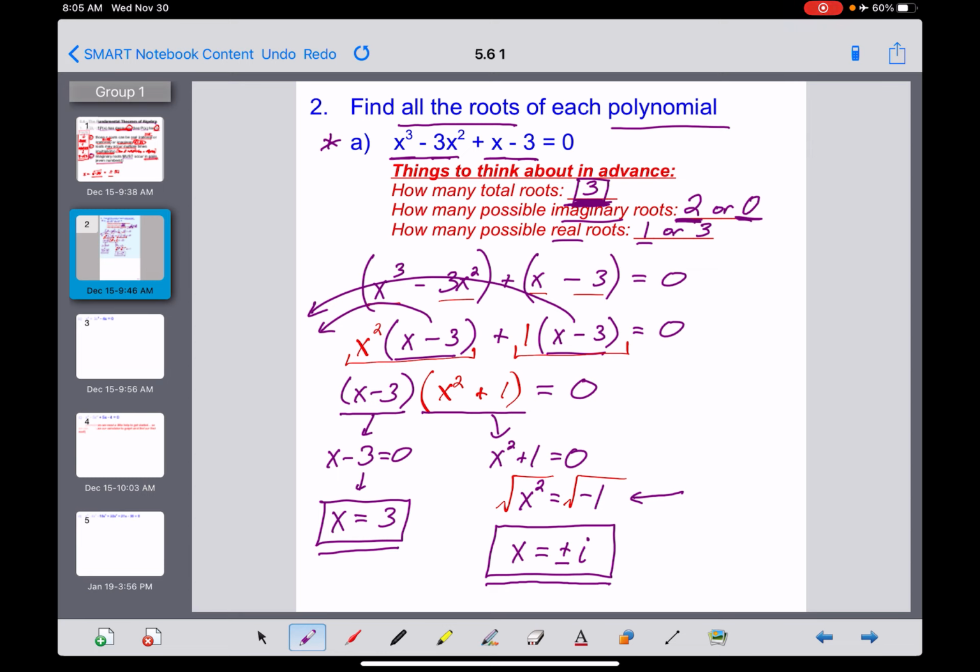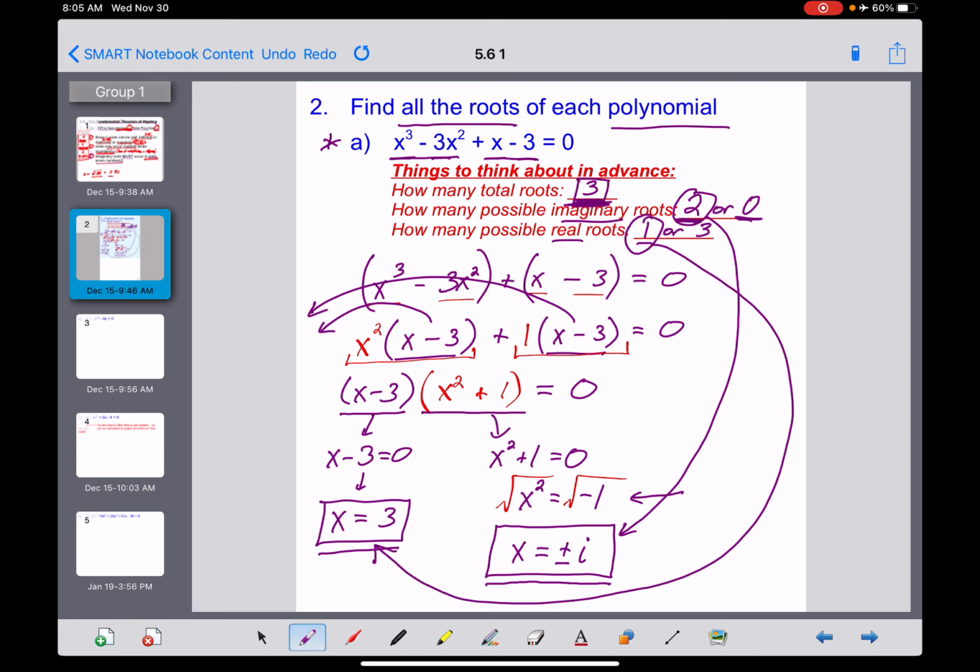So when I go back and look at what we wrote in red at the top of this page, we were expecting 3 total roots. Yep, that's what we found. On the second line, we were expecting either 2 or 0 imaginary roots. 2 is what we ended up with, and those are the 2 imaginaries. And going along with that, we ended up with 1 real root, and that was the 3 that we came up with. So this is just a mental checklist you guys should be going through at the end of a problem, to make sure that your answer makes some sense.